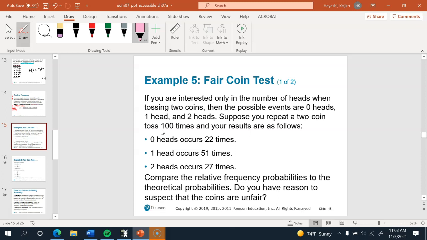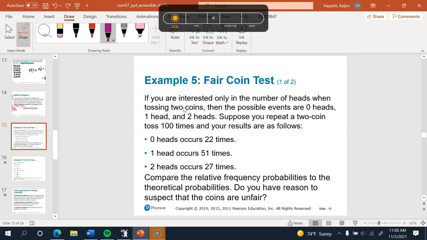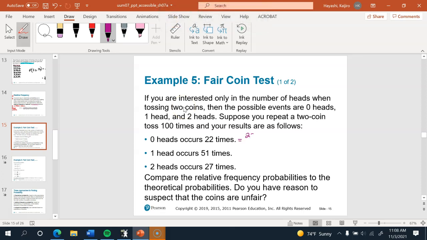So let's say that you do this 100 times, right? And of the 100 times, 22 of those 100 times, you get 0 heads. 51 of those 100 times, you get a single head. And 27 of those 100 times, you get both heads. So these are the number of times that they occurred. So we can calculate the relative frequency or the empirical probability of these. We simply take the number of times that an event happened, place it over the number of times that you tried at all.